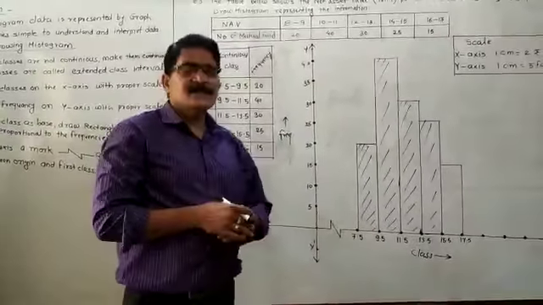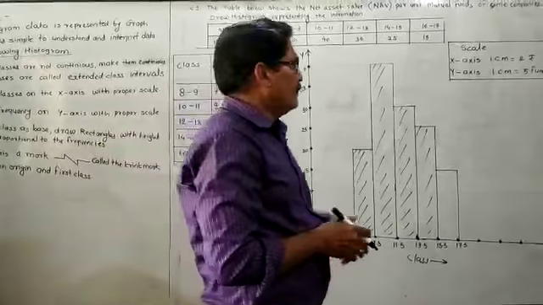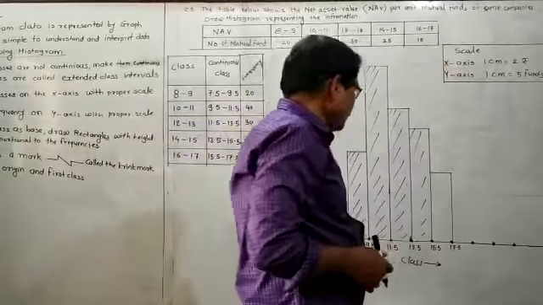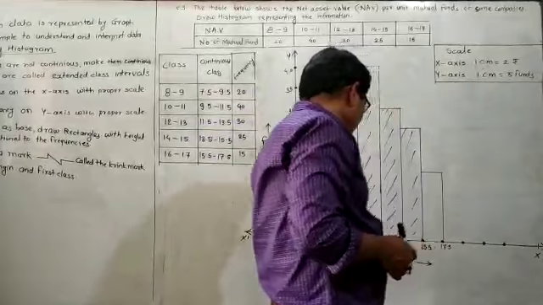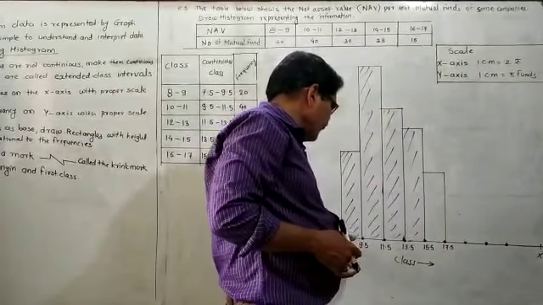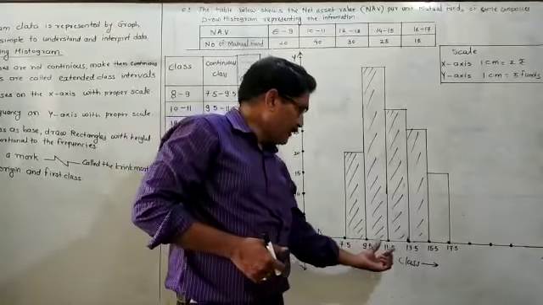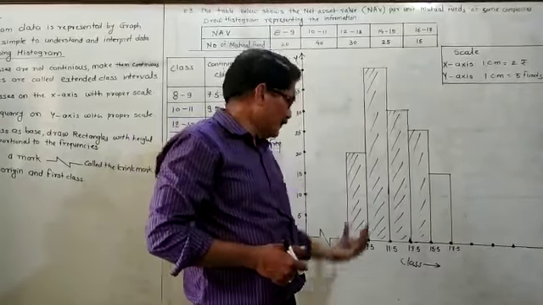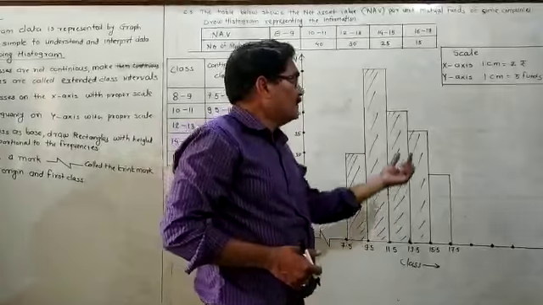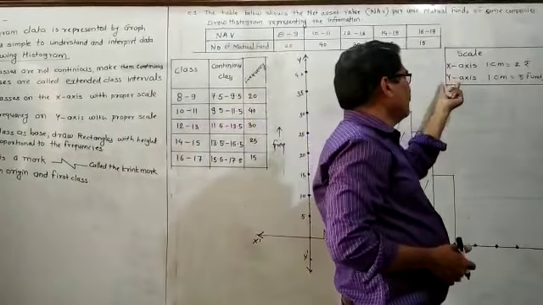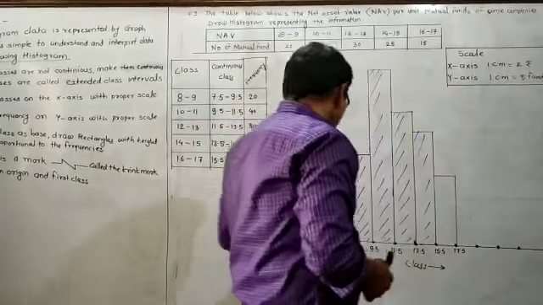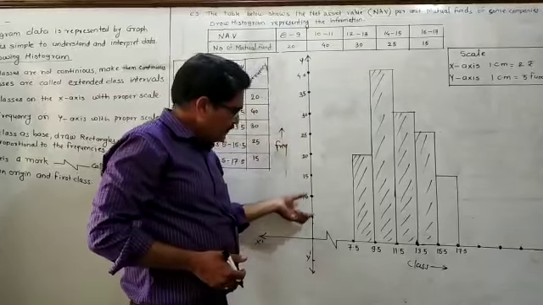But here the scale is important. On the x-axis, 1 centimeter is equal to 2 rupees. Means 1 centimeter, 7.5 to 9.5, 2 rupees are there; 9.5 to 11.5, 2 rupees are there. So you have to say that on the x-axis, 1 centimeter is equal to 2 rupees. On the y-axis, 1 centimeter is equal to 5 funds.